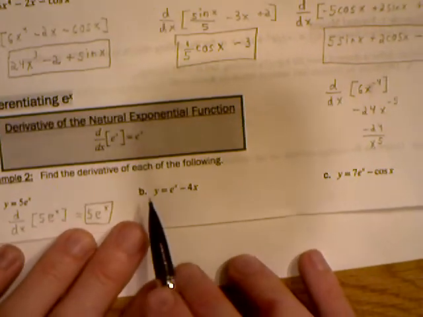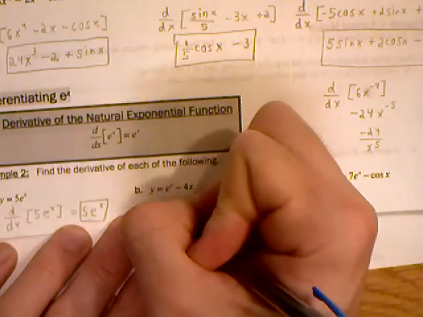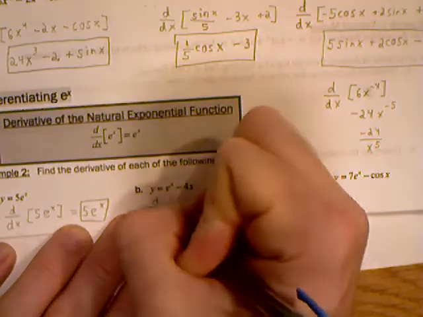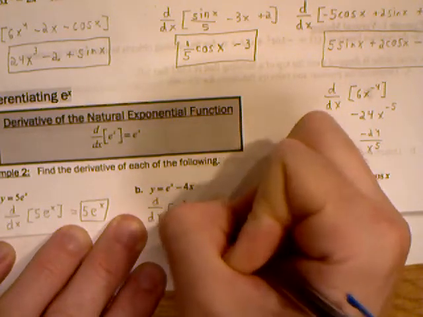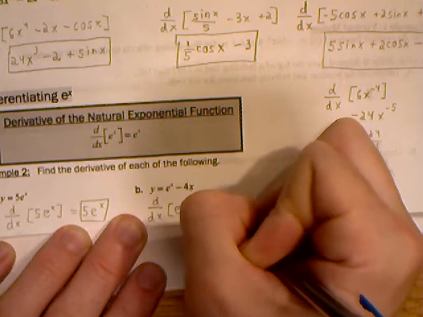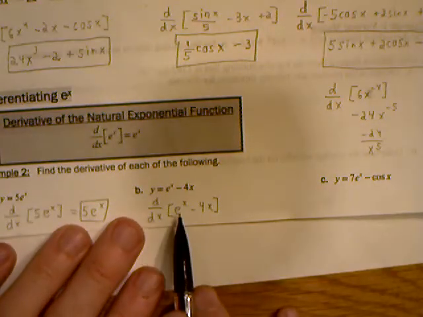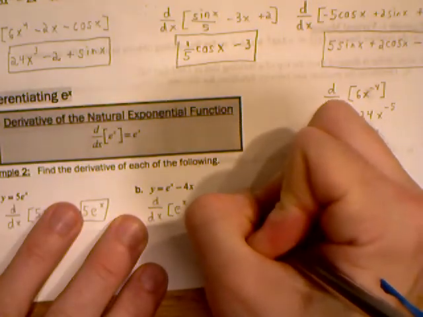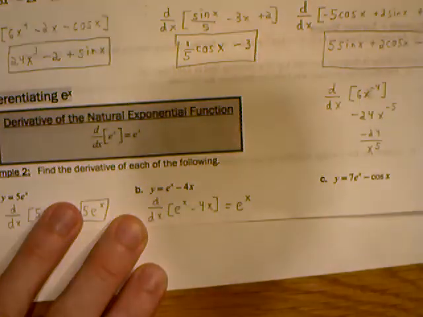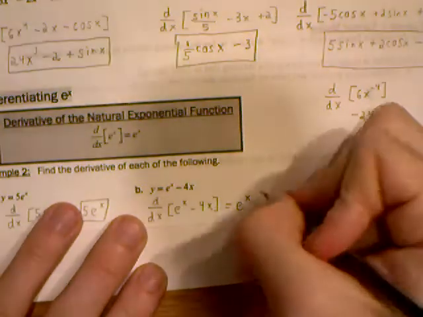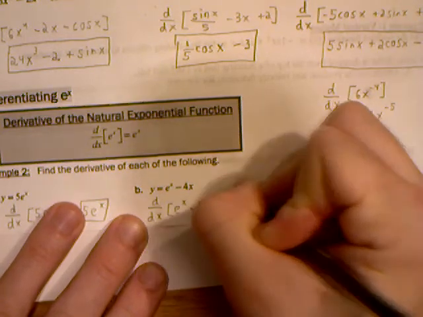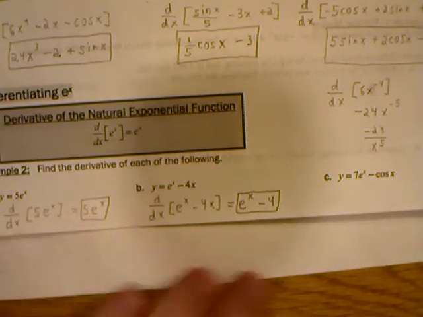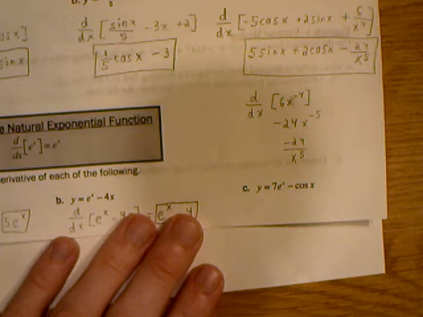Next, let's take a look here. I'm going to take the derivative with respect to x of e to the x minus 4x. When I take the derivative of e to the x, that just stays e to the x. The derivative of negative 4x is just negative 4. So e to the x minus 4. Alright. Last one.